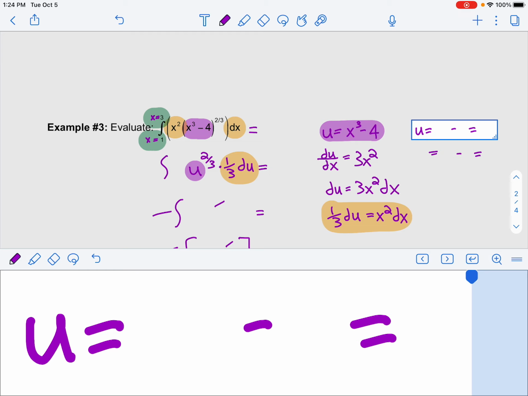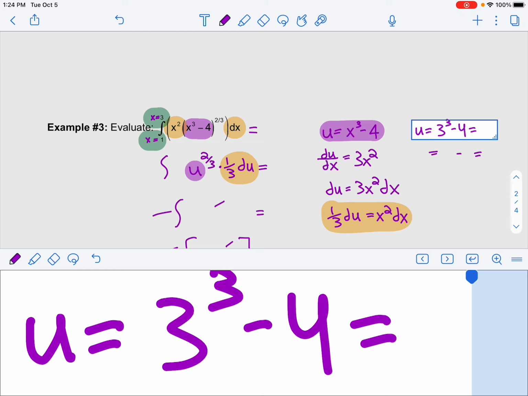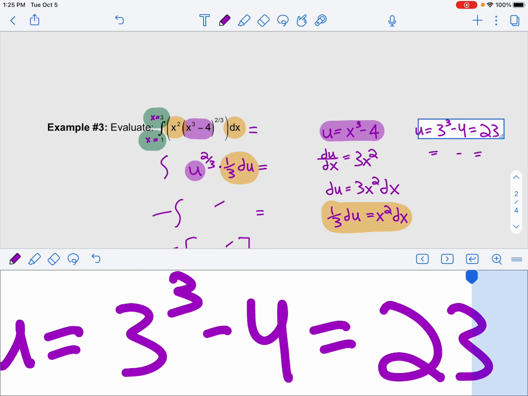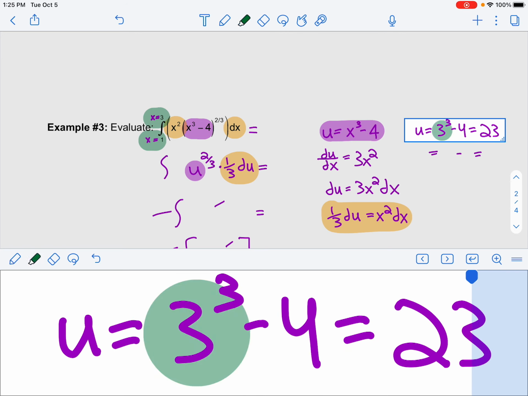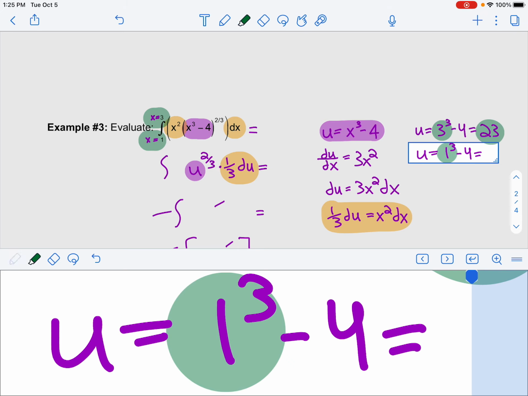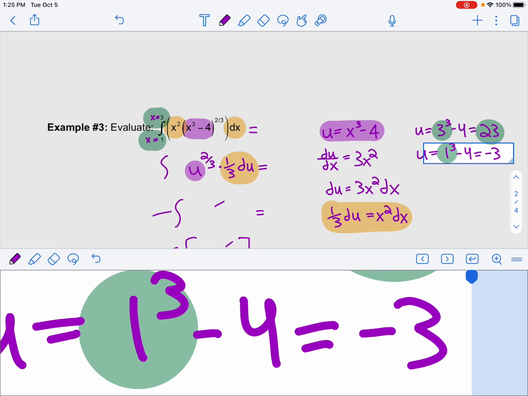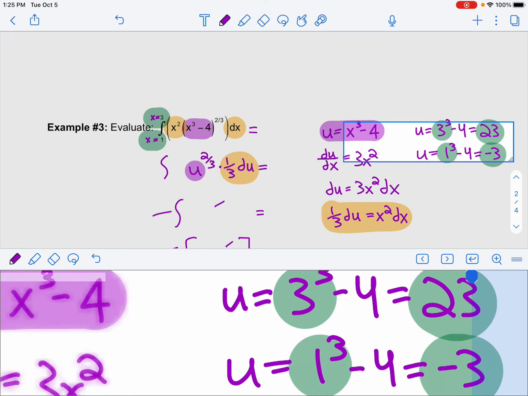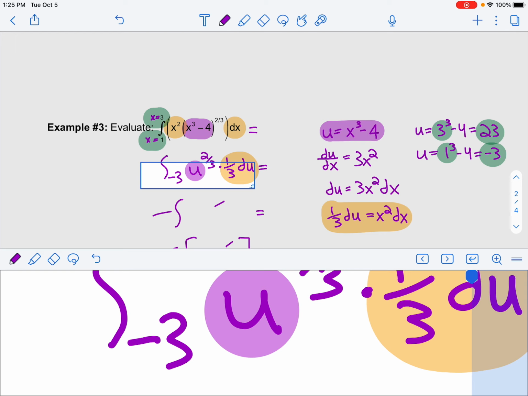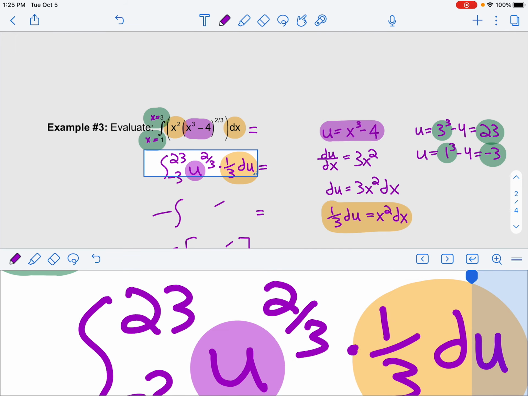U is equal to 3 to the 3rd power minus 4. So 3 cubed, 27, minus 4 is 23. So when x was 3, u was 23. And I'll do the same thing when x is equal to 1. So u equals 1 cubed minus 4. When x is equal to 1, u is going to be equal to negative 3. So let me substitute in these values of x, 1 and 3, with their corresponding u values, negative 3 and 23.